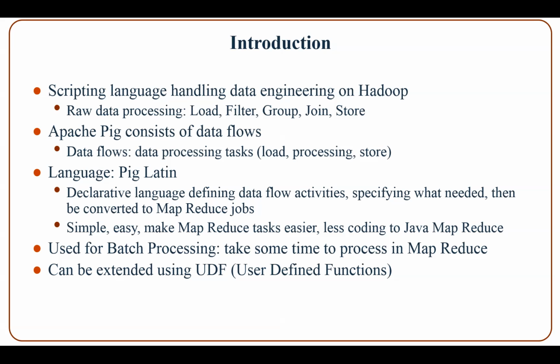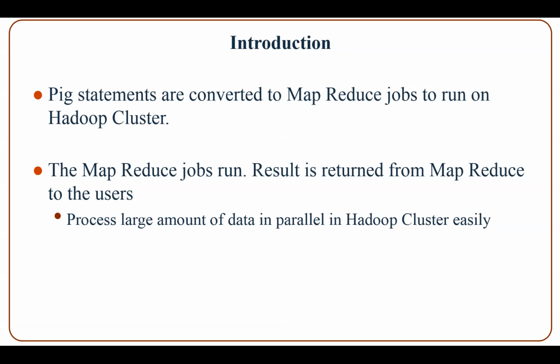And it is used for batch processing because it takes some time to process in MapReduce, and it can be extended using user-defined functions. After the Pig statements are submitted, they are converted to MapReduce jobs to run on the Hadoop cluster. Then the MapReduce jobs run and the result is returned from MapReduce to the users. Because the jobs run in parallel, it can process large amounts of data in the Hadoop cluster easily.